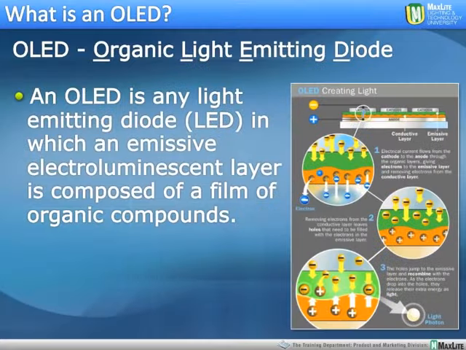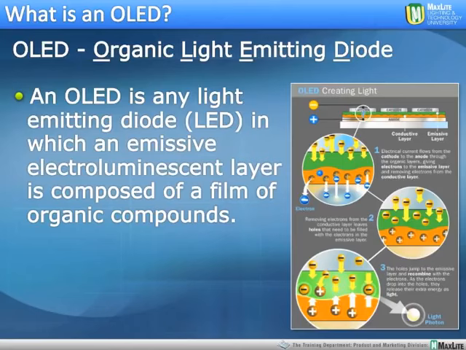Before we get started, let's define what it is we're talking about. We are talking about an LED that is structured with organic materials. An OLED is any light-emitting diode where the emissive layer, the electroluminescent layer, is composed of a film made of organic compounds.